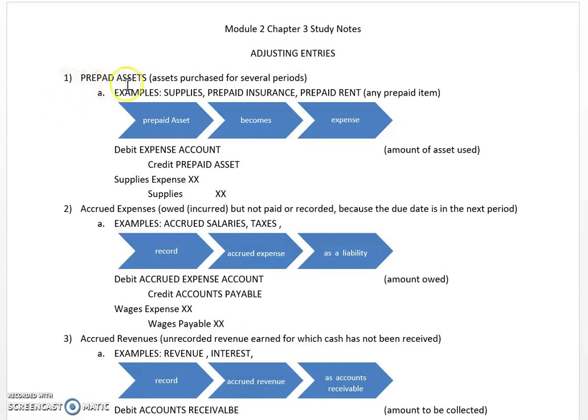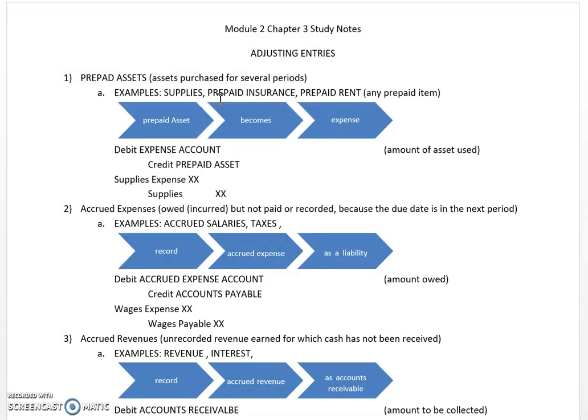The first one is for prepaid assets. A good example of prepaid assets would be supplies or prepaid insurance. When you buy supplies, you might buy a big bulk amount of supplies and you put them in the cabinet, and let's say you buy $500 worth of supplies. At the end of the period that you're doing your financial statements for, you would look in the cabinet and say, okay, I bought $500, how much is left? And you might decide that 20% is left, or $100. So that means that you've used 80% of the supplies.